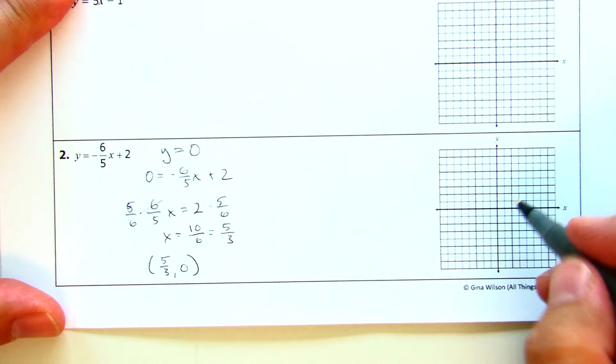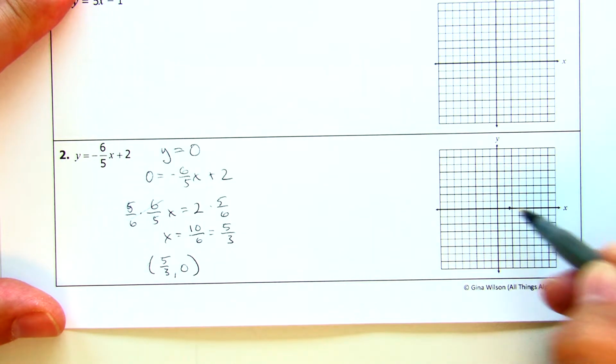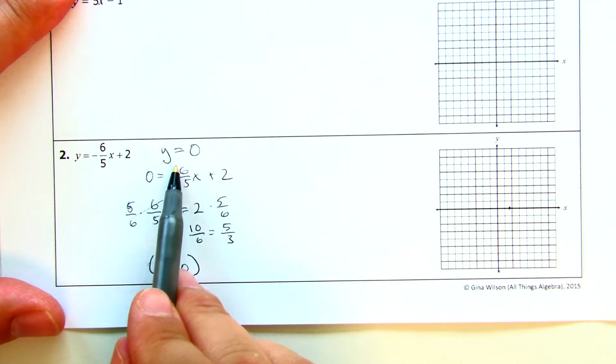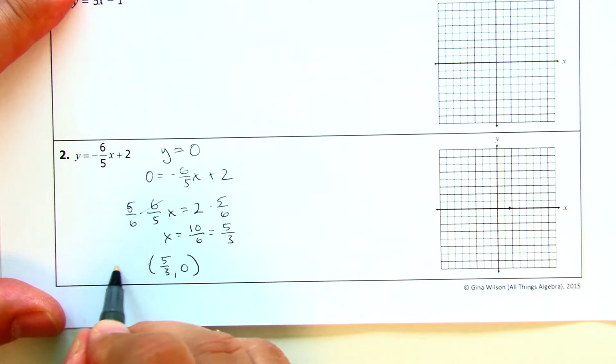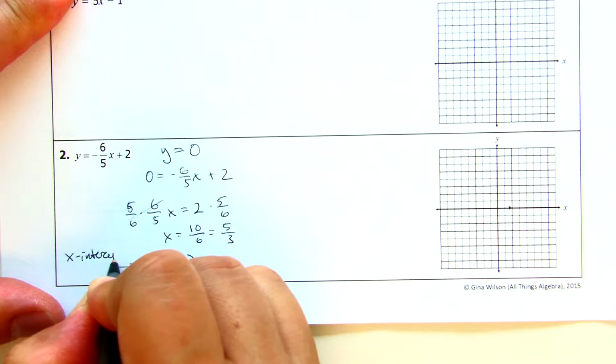Now think about where (5/3, 0) is going to be. Well, right about here. That's my X-intercept, right? So by finding the point when Y equals 0, I found the X-intercept. So this is my X-intercept.